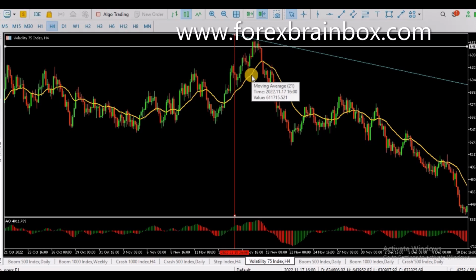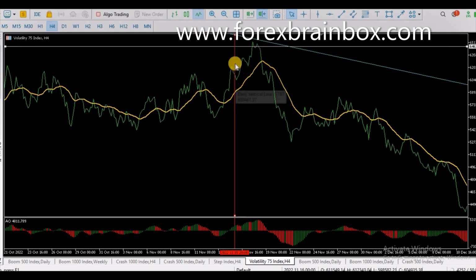We don't want to enter too late. We don't want to enter too early. So I'm going to change this back to one chart. Then I will look for a place where there are also multiple touches, at least more than one.